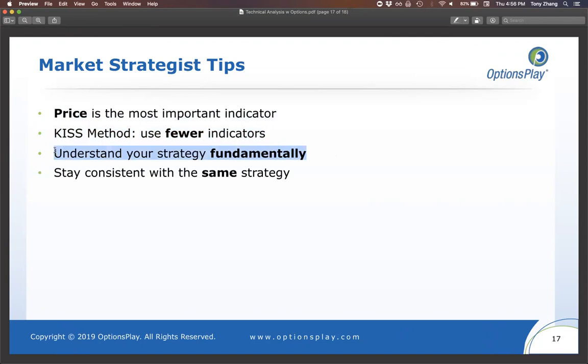And I can't speak highly enough of understanding your strategy fundamentally. If you're buying a strategy, or if you're using a strategy, make sure you understand why you're using that strategy.